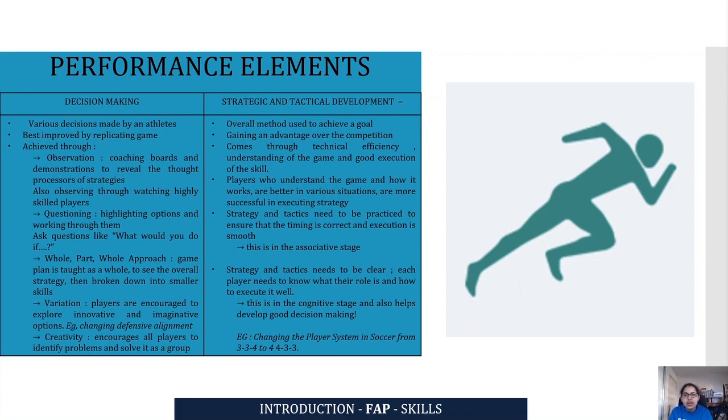So how do we actually achieve it? We achieve it through observation, like coaching boards and demonstrations to reveal the thought processes of strategies. Also observing through watching highly skilled players. That's something that a lot of young players who are just starting out would do, watching and reading about skilled players to see how they approached a certain game, a certain situation in the game.